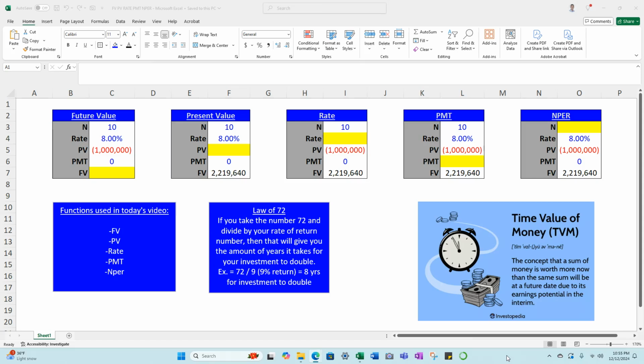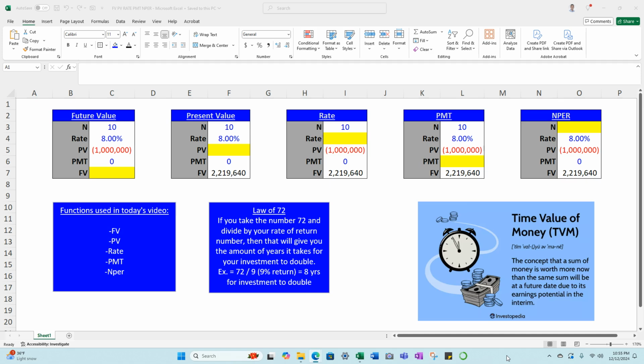In today's video, I'd like to go over some Microsoft Excel functions relating to time value of money and personal finance. The functions that we'll be going over in today's video include future value, present value, rate, payment, and number of periods. I want to first start off by stating the rule of 72.